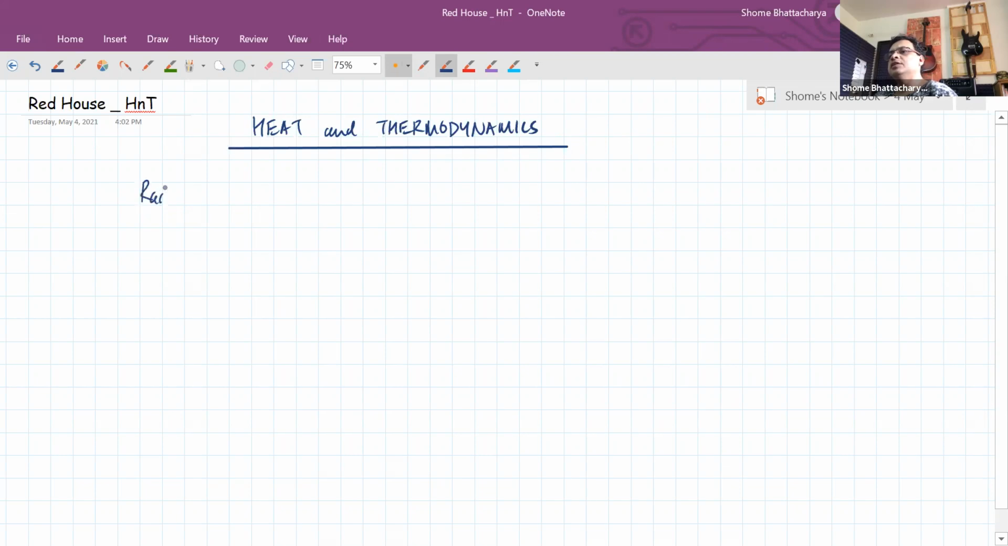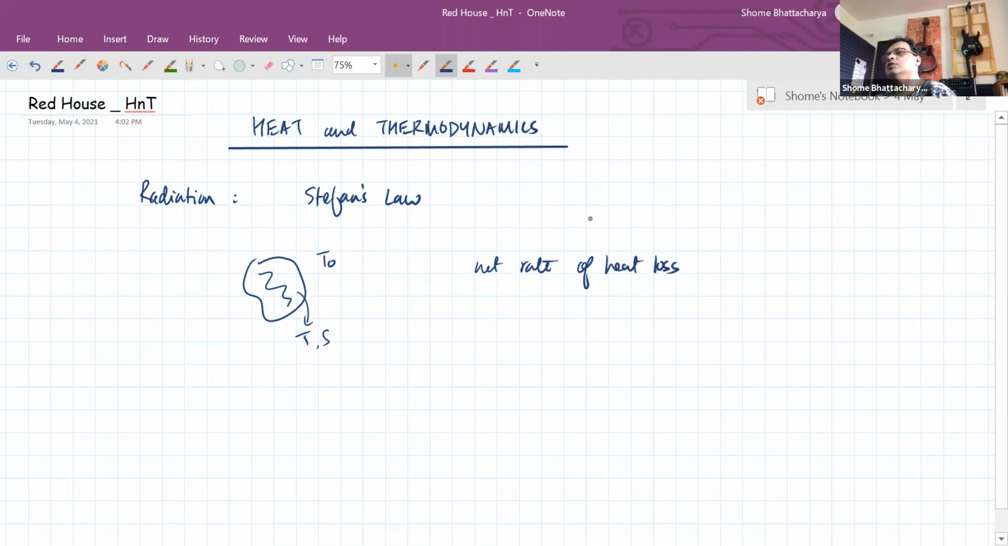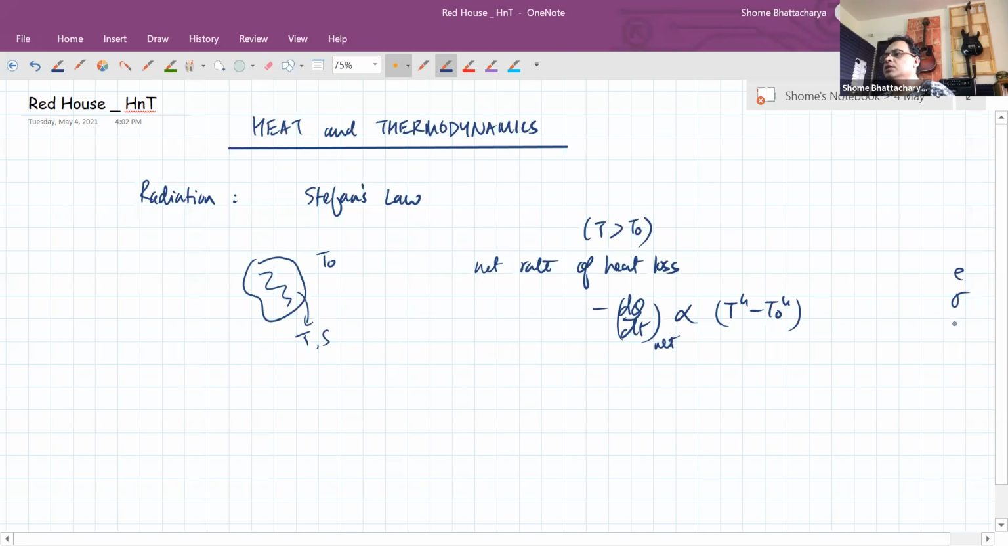So what we had seen as part of radiation, Stefan's law, that if we have a body which has a surface at a temperature of T and surface area S, and the surrounding temperature is T0, then the net rate of heat loss, of course, assuming that the temperature of the surface is greater than the temperature of the surrounding, is proportional to T to the power 4 minus T0 to the power 4, where the proportionality depends on the emissivity, the universal Stefan's constant, the surface area, etc.